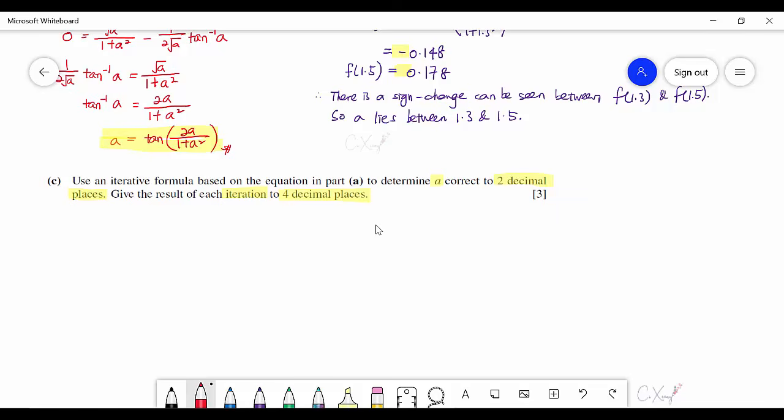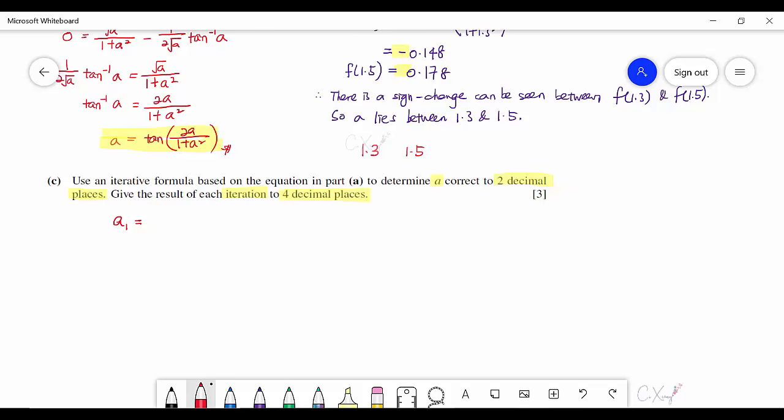Now you can decide what initial value you want to put in for A1. Usually I suggest you refer to part B just now. From the sign change method, you already know that your root is between 1.3 and 1.5. So you can choose any value between these two, for example 1.4 if you want. If you choose a good value from here, at least your steps will be slightly shorter. If you choose a wrong value, then you might need more iterations to get the answer. Right, so now let us start.